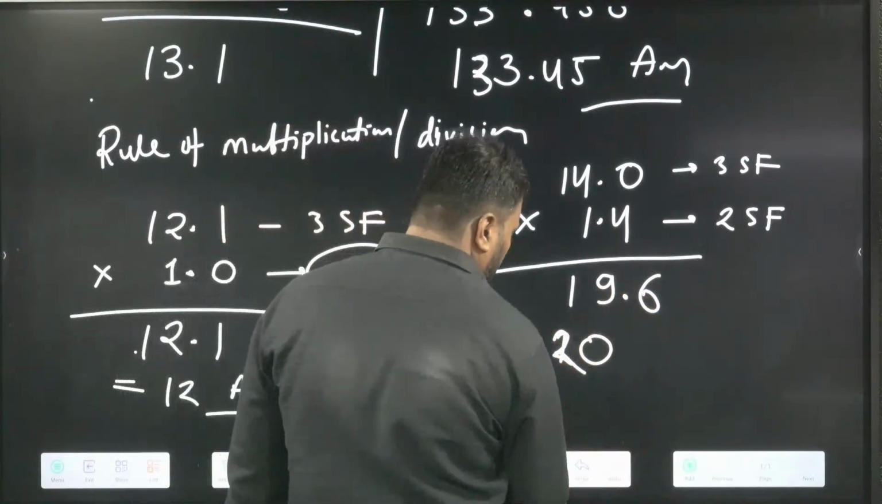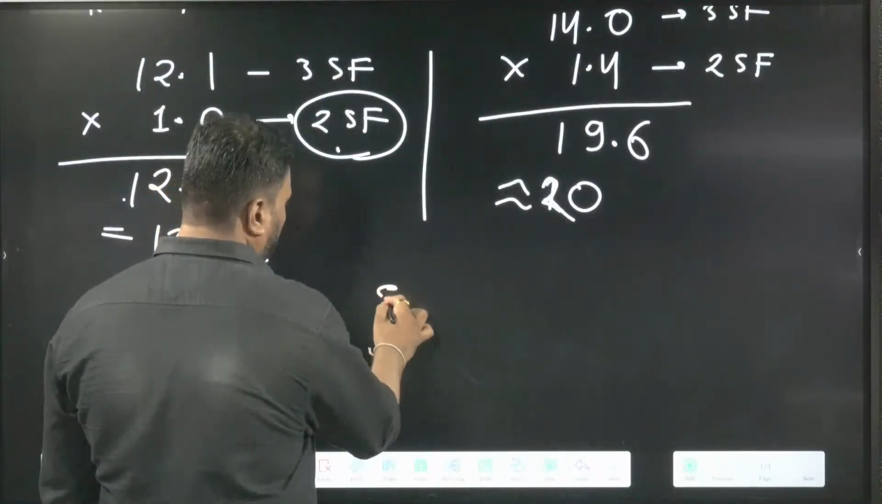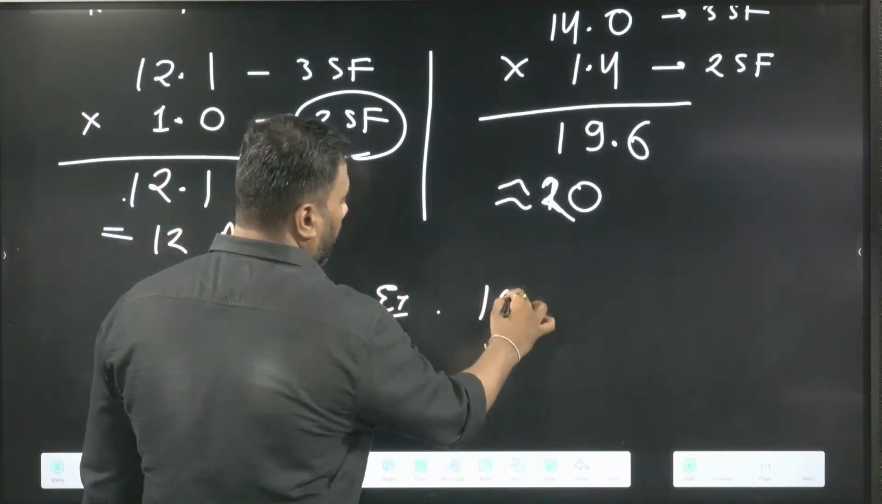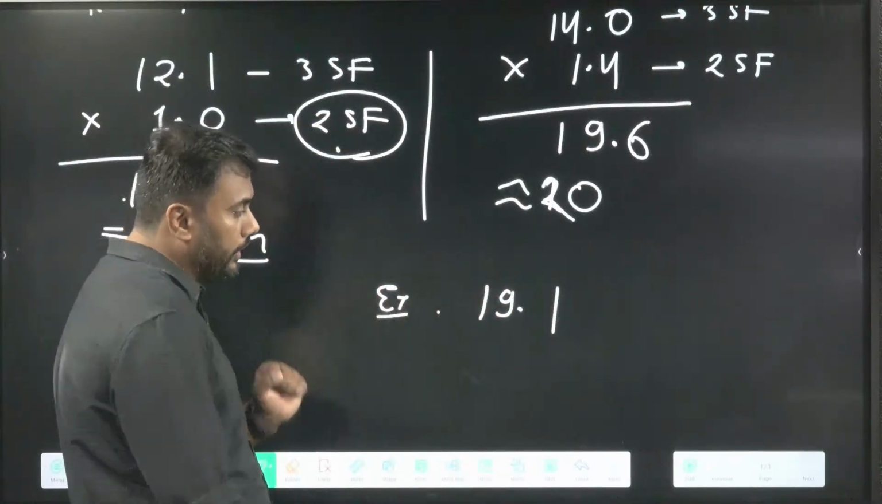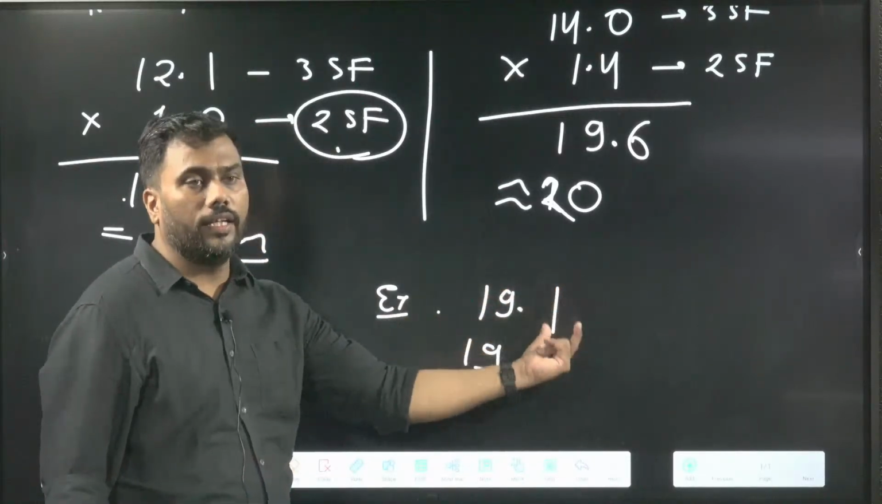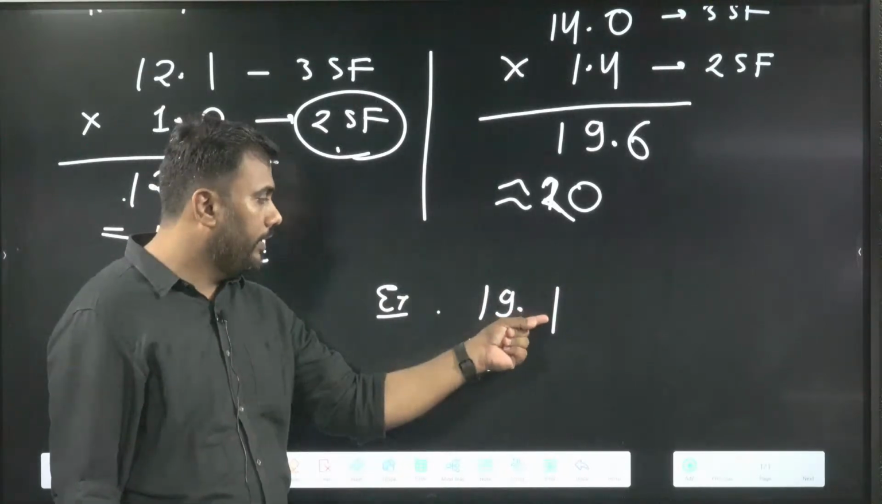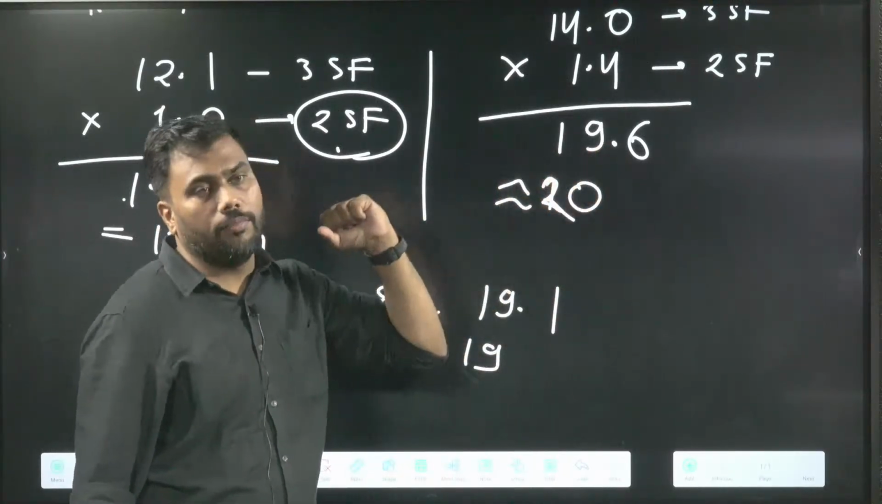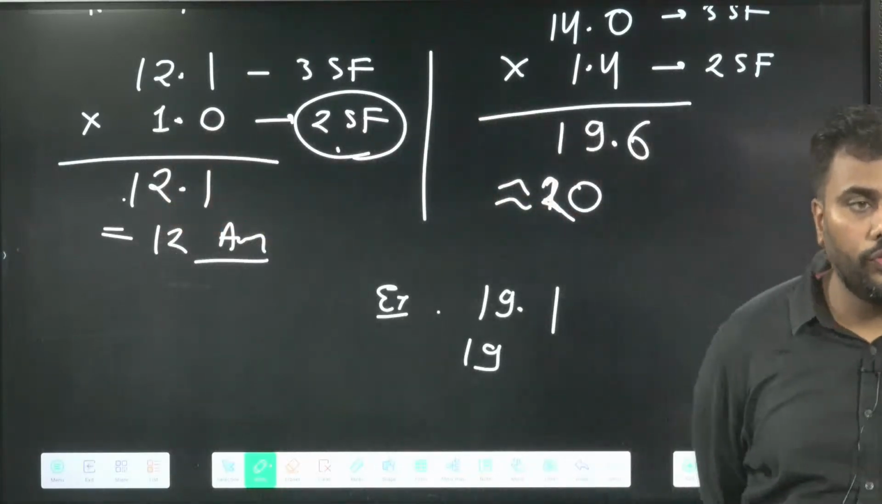Suppose my answer was 19.1 and I need to round it off to 2 digits. So that will be only 19. Whatever digit I am leaving, if it is less than 5, keep the number as it is. If it is greater than 5, increase the number by 1. Is this clear? These are the rules of rounding off.